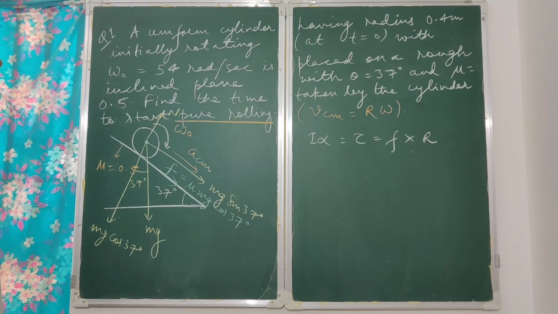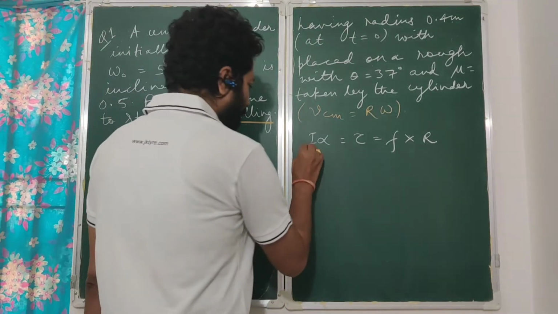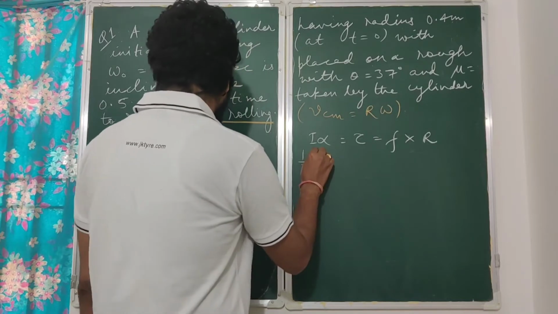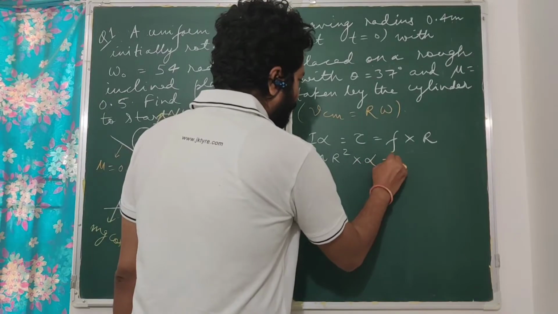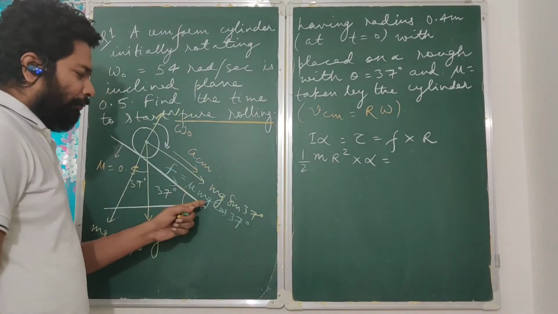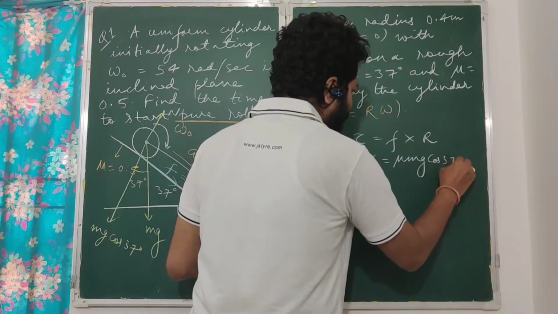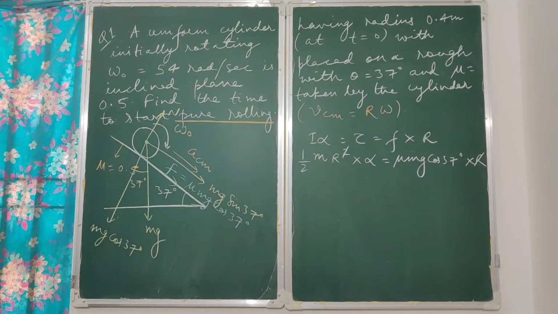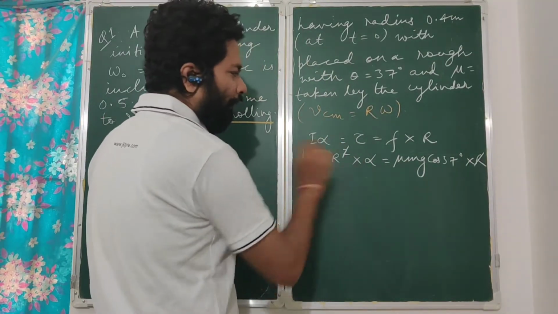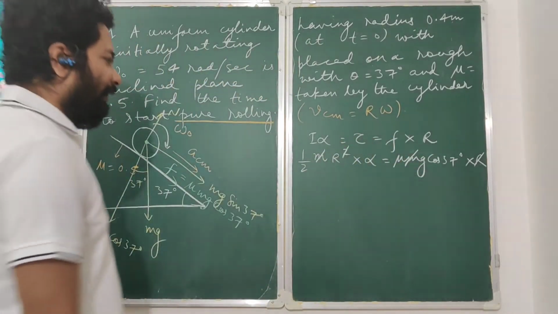Now this is a cylinder, so the moment of inertia is half m r squared. We can write half into mass m, r squared into alpha, and that will be equal to the frictional force, which is mu mg cos 37 degrees, into r. So r and r will get cancelled, and m and m will also get cancelled, and you can find the value of alpha from here. Now let us substitute the values and get the value of alpha.